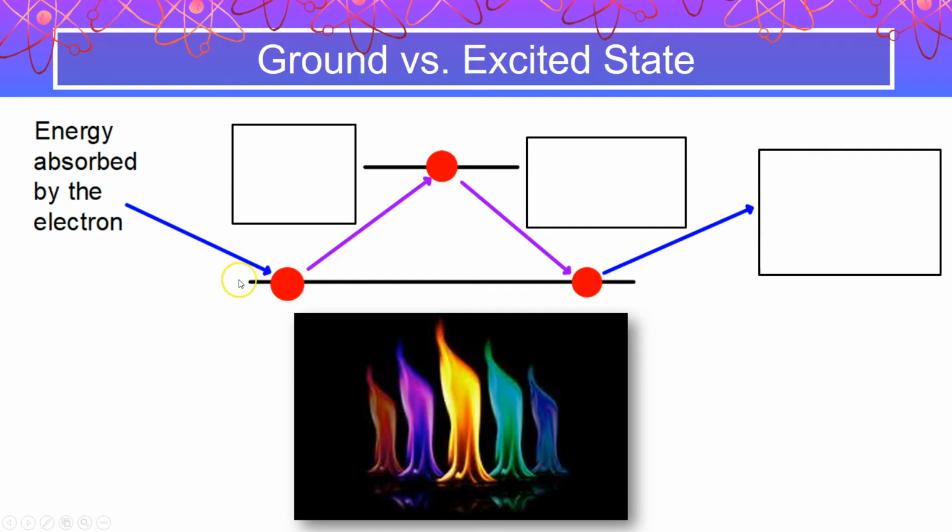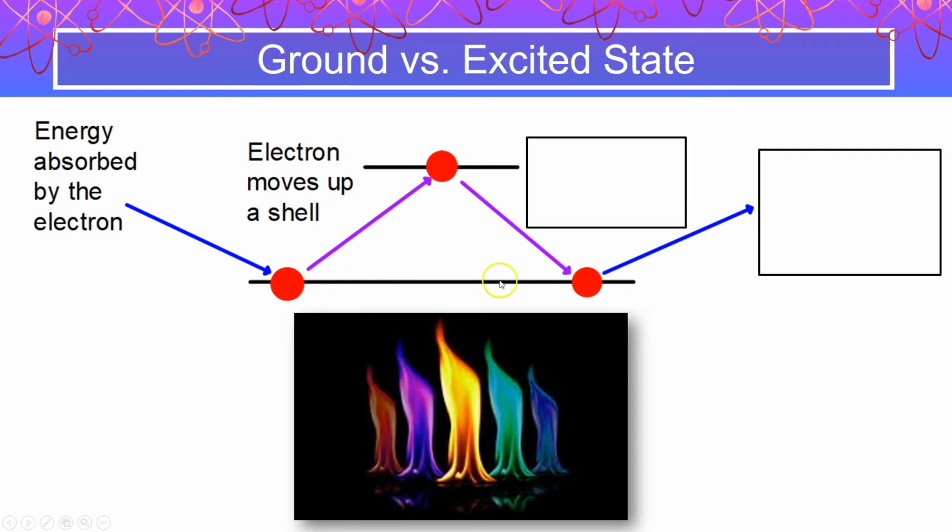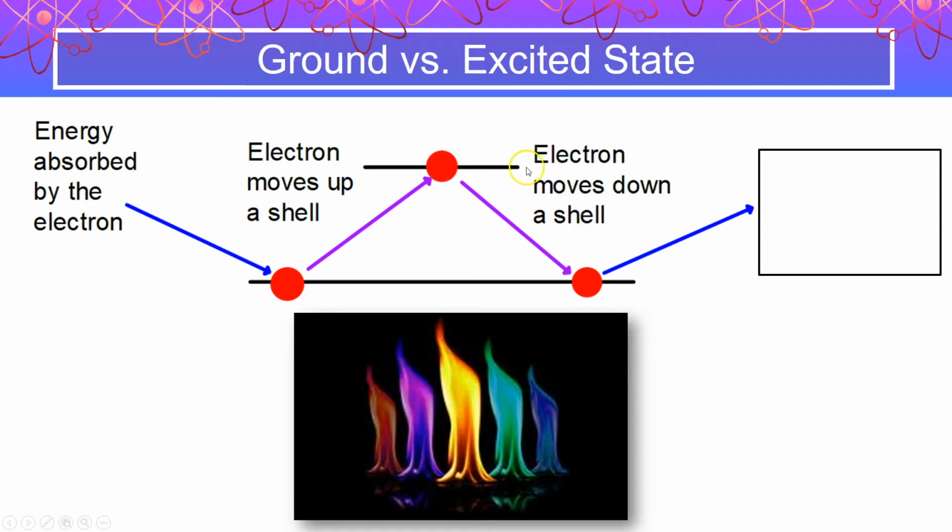You have energy that gets absorbed by the electron, and it comes in here. And when it's absorbed that, it can't hang out in its normal spot. So it then moves up a shell, and it moves to this higher energy level. But it's not sustainable. It can't stay there. So it's going to fall back down a shell, back down to where it originally came from, and it's going to hang back out there.